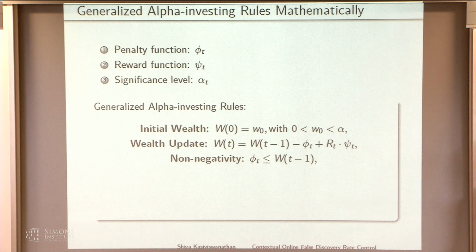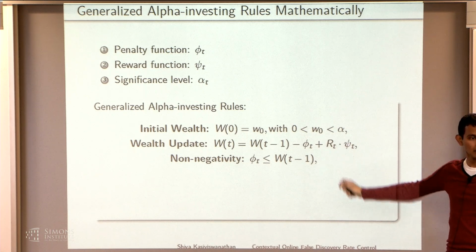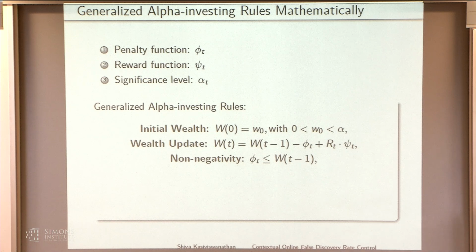Do you just receive the wealth if you make a discovery? Yes, every time you make a discovery, you get a reward. You invest at every time t, and then you receive a reward only at certain times. The penalty phi t is paid every time, but R t is 1 or 0 based on whether you make a rejection, and if it's 1, you get the reward. So you cannot change your mind about rejections or acceptances? No. You make a decision at time t, so once it's done, it's done. That's the online part. Yeah, you don't know the future either.